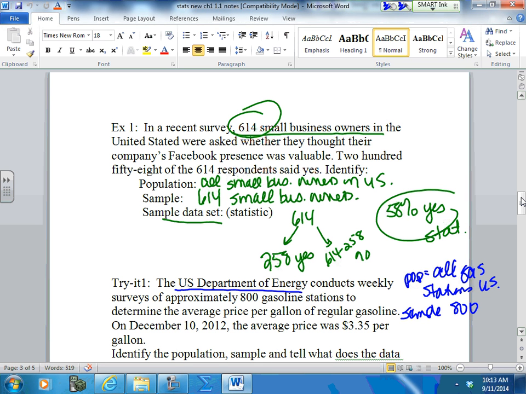And what's your sample? 800 of these gas stations. And what's our statistic? Average price is $3.35 per gallon. This is a statistic because it's based on your sample. Good.